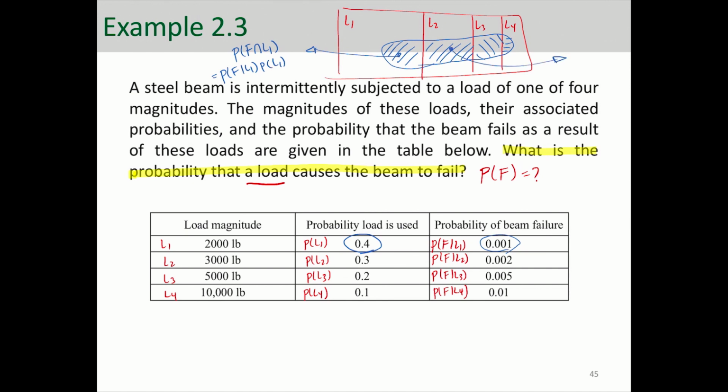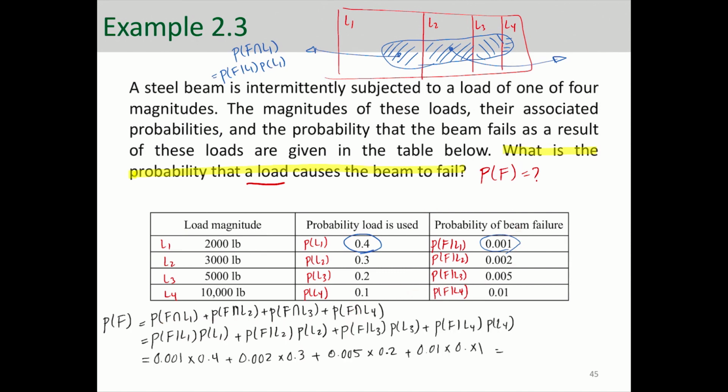The next one can also be calculated. That is the probability of F given L2 times the probability of L2. So you essentially need to multiply these and add them together. And that's the total probability rule. So we can write that the probability of F is the probability of F intersection L1, intersection L2, intersection L3, and intersection L4, and further expand each one of these and then replace them with their numbers.